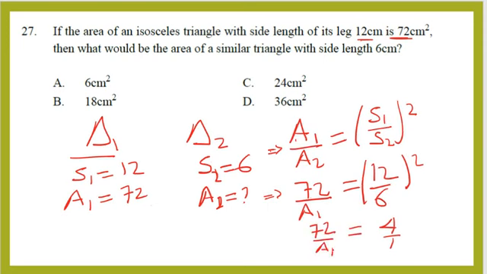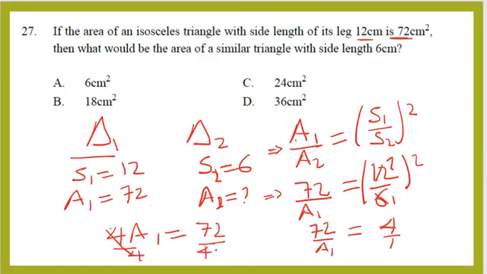Then we can use crisscross. We can multiply crisscross. By the way, here what did I do? By 6, 1. This by 6, 2. When I square it, it will be 4. Then multiply crisscross. 4 times A1 will be 4A1 is equal to 72 times 1 will be 72. Then I will divide both sides by 4.